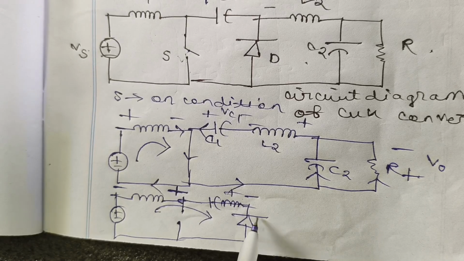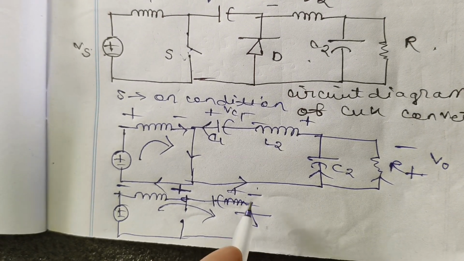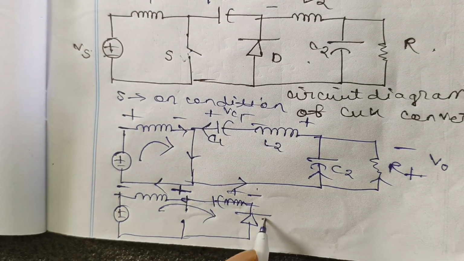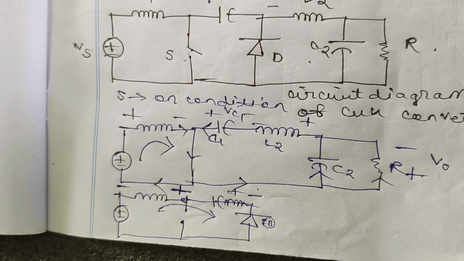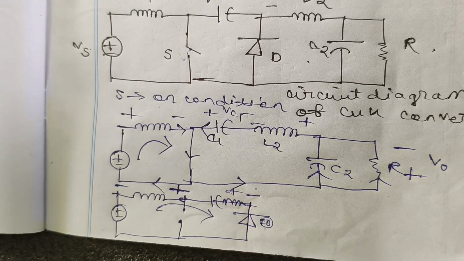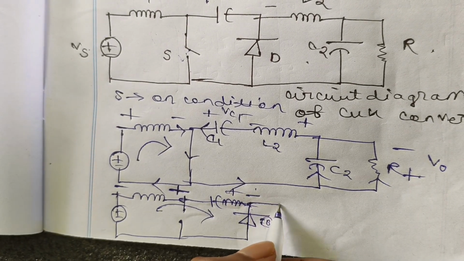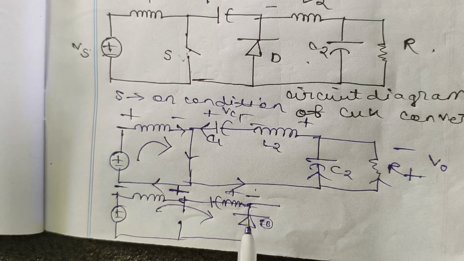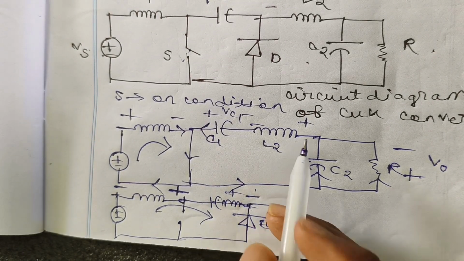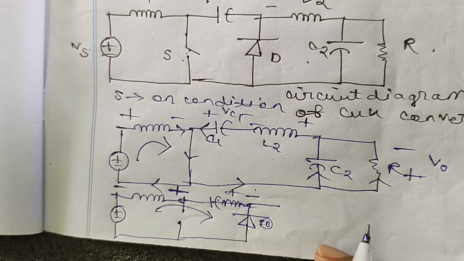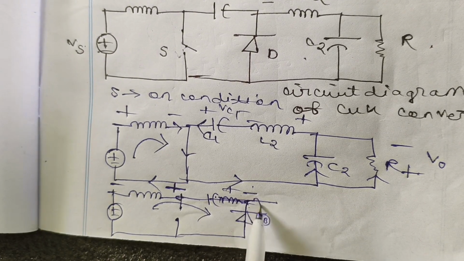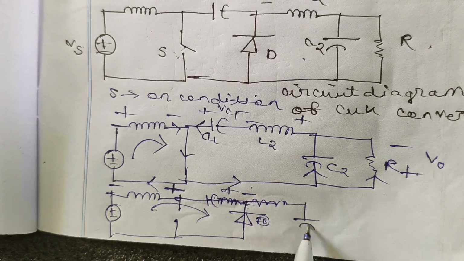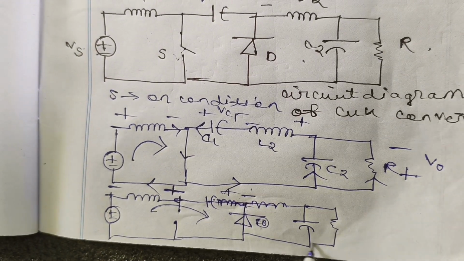Now the cathode of the diode is connected to the negative polarity, so it will be in forward biased condition. As it is forward biased, we can replace it with a short circuit, like this, whenever the switch is on. Then the capacitor is connected, then the resistor R.